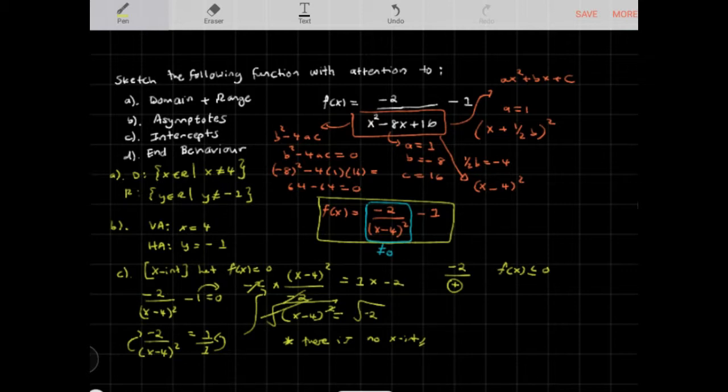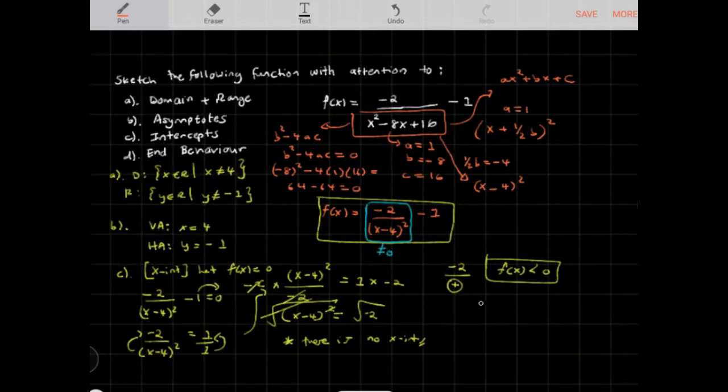Okay, so this is basically the idea. Well, sorry, f of x is always going to be less than 0. It's always going to be negative. It can't be positive. So f of x will always be less than 0, so it's always going to be underneath the x-axis. As a result, there is no x-intercept. So this is very important to understand.